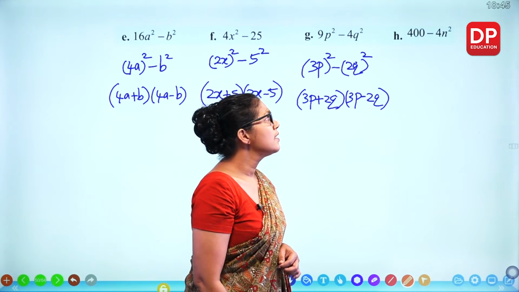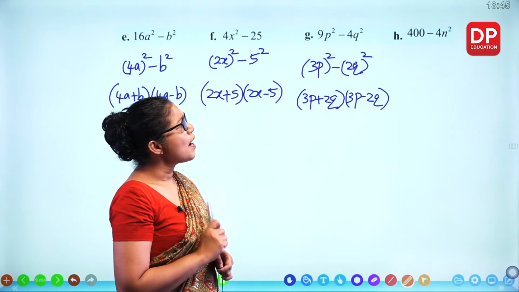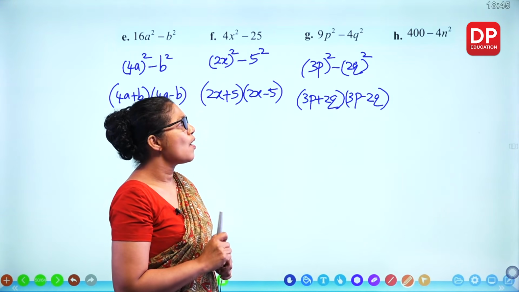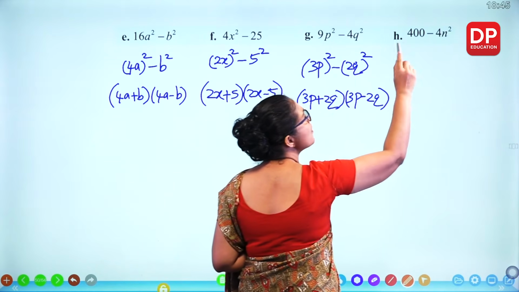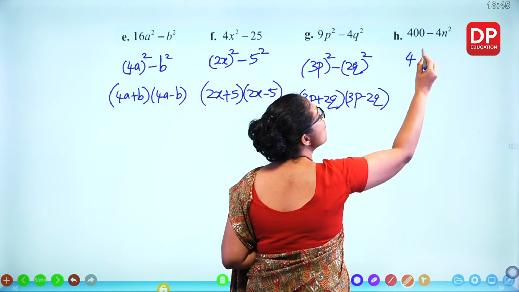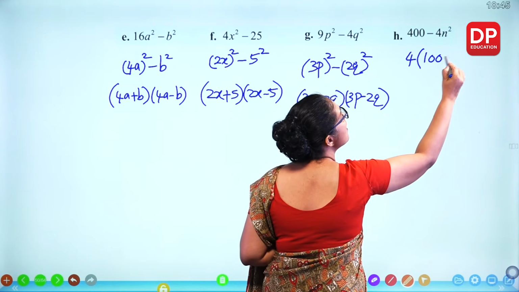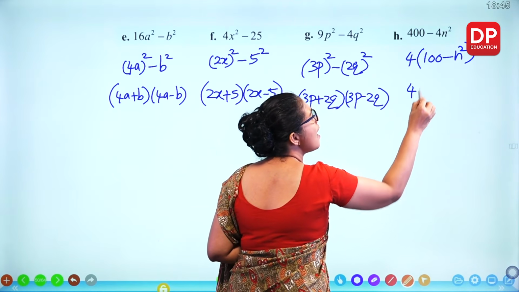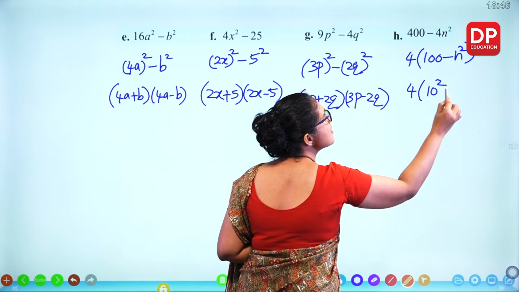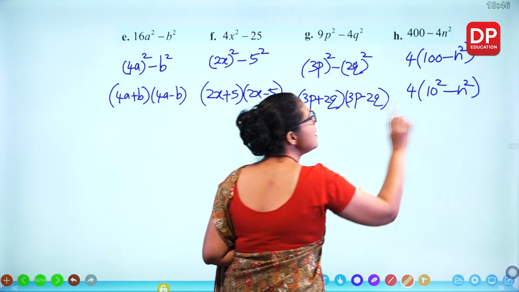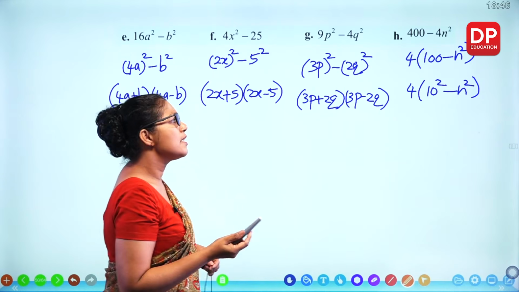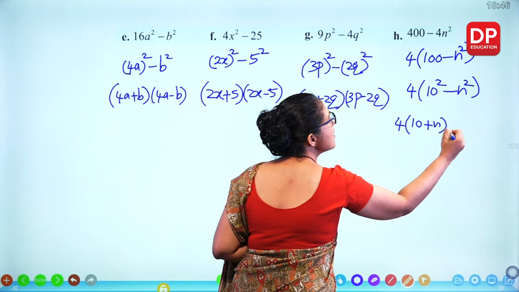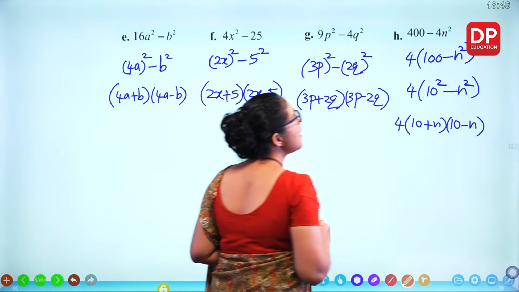In this question, I can see one number is common. First thing, if there are common factors, take it out. So here 4 is common for both numbers. I am taking 4 out. So what's remaining? 100 minus n squared. So what is 100? 100 I can write as 10 squared, and then this is difference between two square terms. I can write the factors are 10 plus n and 10 minus n.